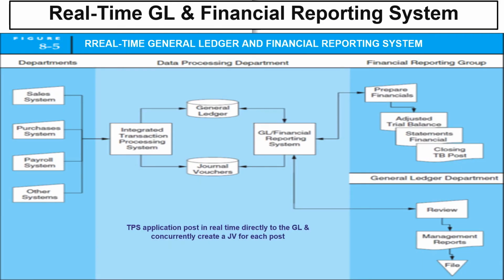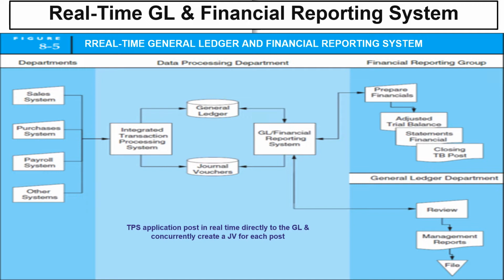Let us say here the real-time general ledger. What we mean by real-time general ledger is that we update the general ledger in real time with the transaction. When the transaction occurs in the TPS, the application or the software will update the general ledger directly, and concurrently update and create journal vouchers for each post. So let's see how it works.